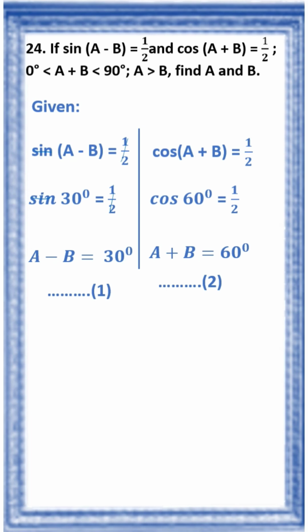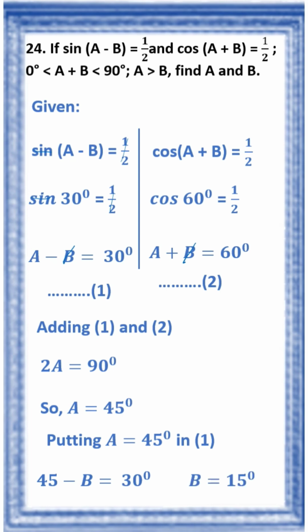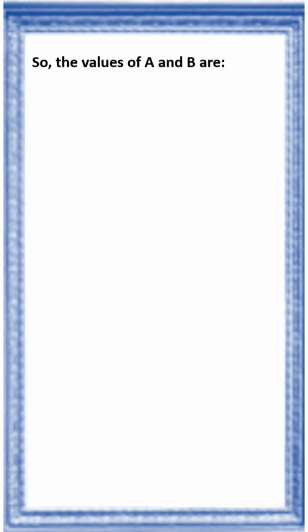Now let us solve equations number 1 and 2 by adding them. Here if we add these two, B and B get cancelled. So 2A is equal to 90 degree. So A is equal to 45 degree. Now let us put A is equal to 45 in equation 1, means instead of A we have to put 45, 45 minus B is equal to 30. So now B is equal to 45 minus 30, that is 15. So the values of A and B are A is equal to 45 degree, B is equal to 15 degree.